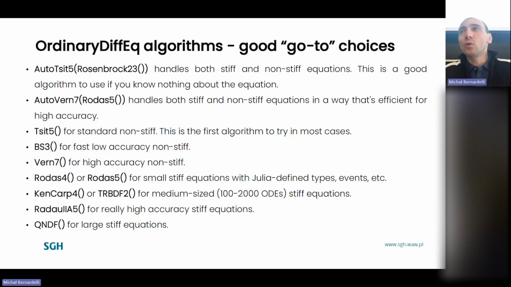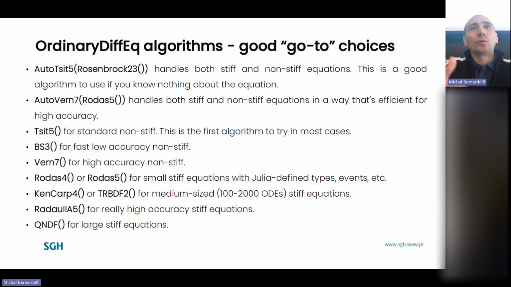I mean, if you don't want to go through all of them, this is one slide only that handles pretty well most of the cases, some of the classes of methods. So for example, if you don't know anything about the equation, you start with something like auto, and there are some other names. But if you know that you want high accuracy, you should use something else. If this is a standard but non-stiff problem, then this is the first algorithm to try. If you want to be as fast as possible but you are not interested in high accuracy, then, for example, this one. And this is the list of hints. I mean, there are plenty of others.